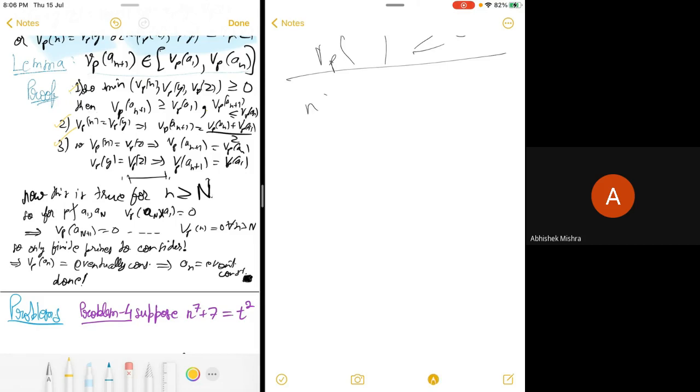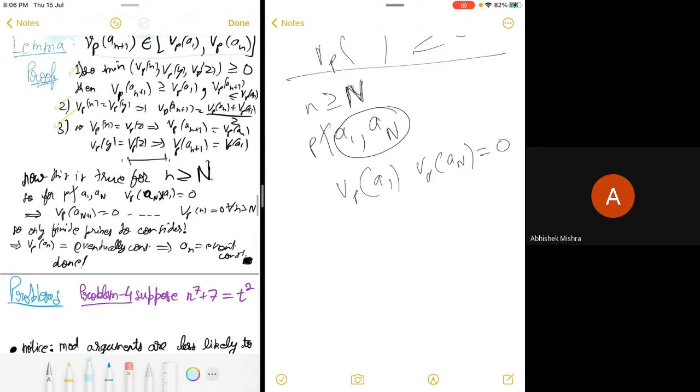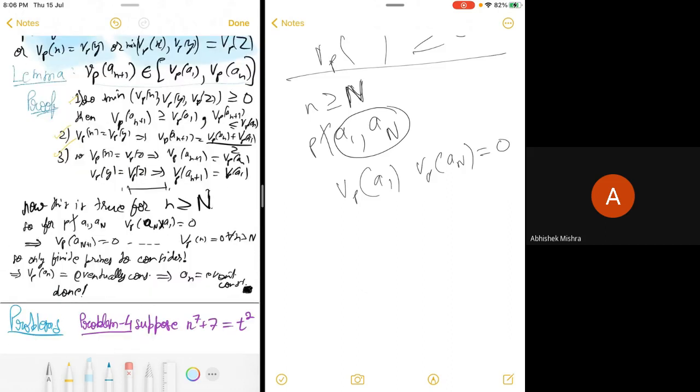for all n greater than or equal to some capital N. Then we also know that for a prime P that does not divide a1 or a capital N, consider such a prime P, then Vp of a1 and Vp of aN are just 0. So by the lemma, Vp of a_{N+1} belongs to this interval of integers, and because both ends are 0, it belongs to [0, 0]. That means Vp of a_{N+1} is actually 0.